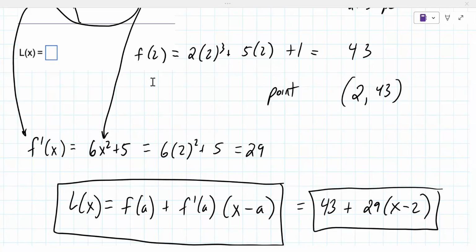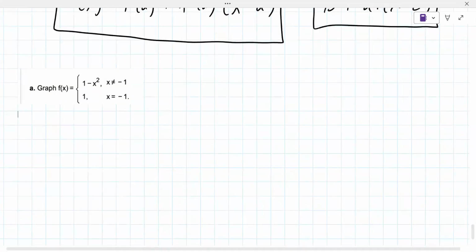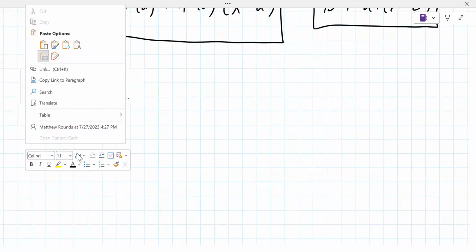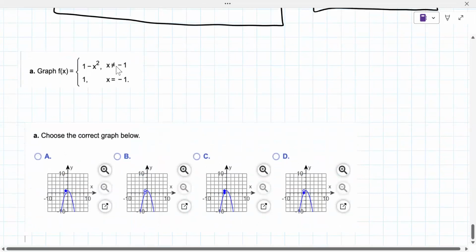So these are, let's see here. All right, I guess we have to do this in pieces. All right. All right, so graph 1 minus x squared when x is not -1. And then when x is -1, the actual output is 1.